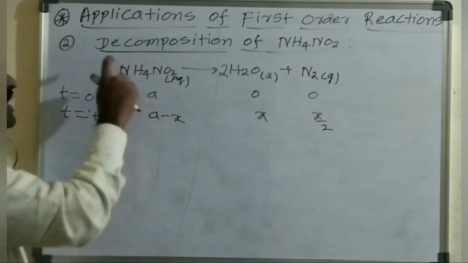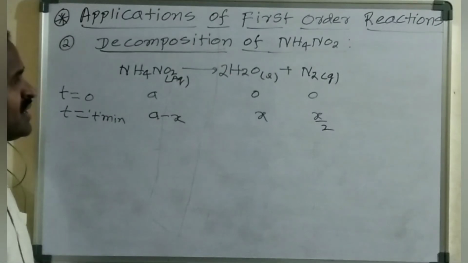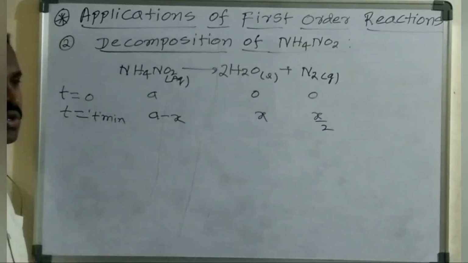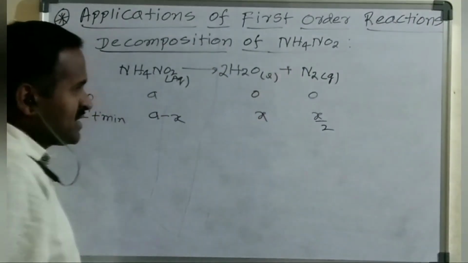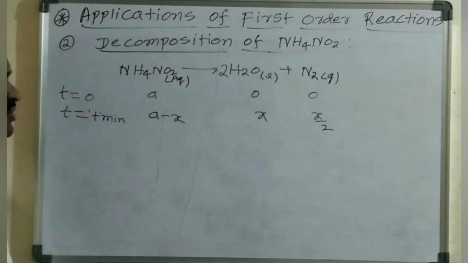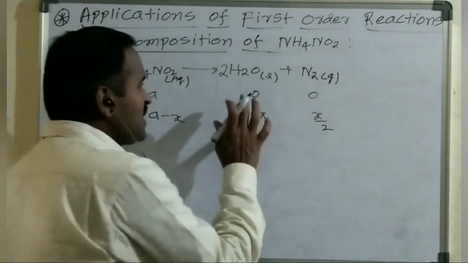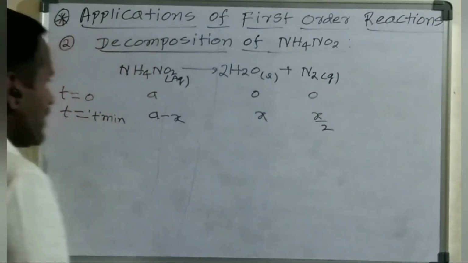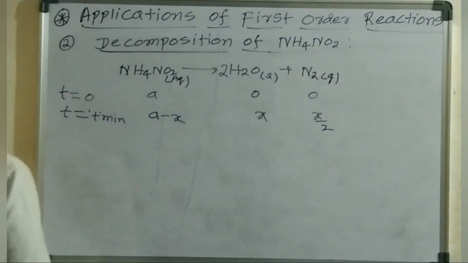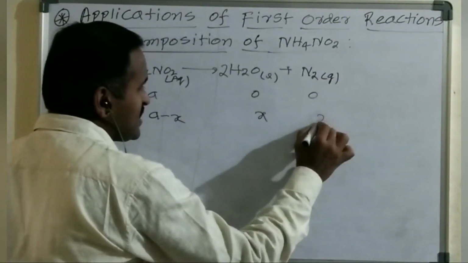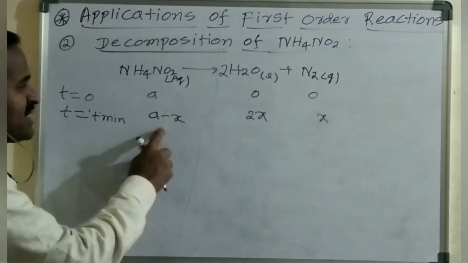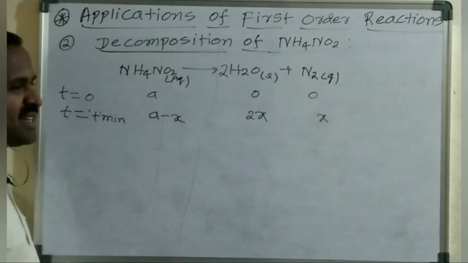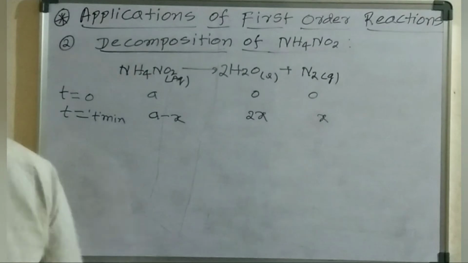The second application is decomposition of ammonium nitrate, which also comes under first order kinetics. Ammonium nitrate decomposes into water and nitrogen gas. At time t equals 0, the initial concentration of ammonium nitrate is a moles per liter, and the products are 0 and 0. If the change in concentration is x, the nitrogen gas becomes x, the water becomes 2x, and the leftover ammonium nitrate at a particular time is a minus x.